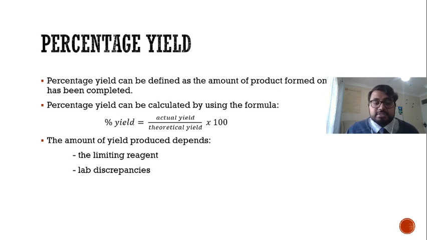Lab discrepancies, maybe you put in too much acid, or maybe you dried your compound too much to decrease the amount of mass, or your final product has too much water in it, which means it's going to get a percentage yield above 100. So that falls under lab discrepancies. And as I said, the amount of yield depends on the excess reagent.